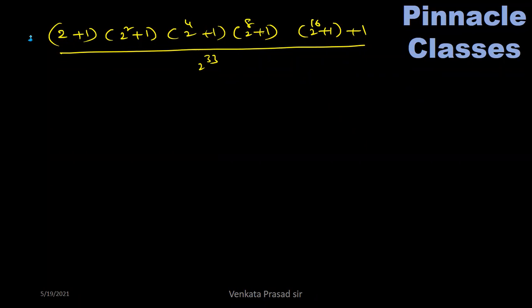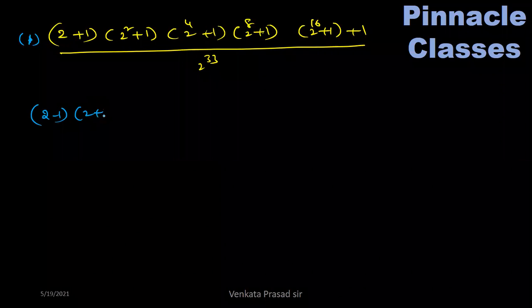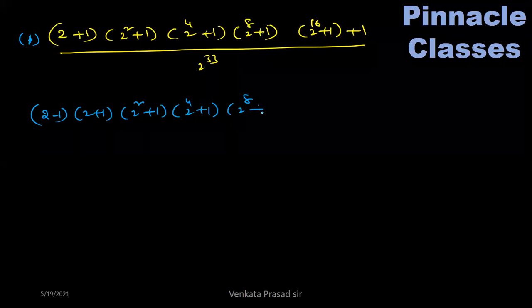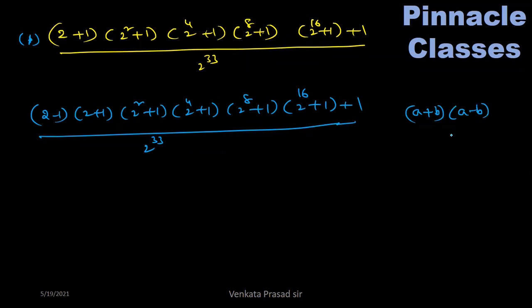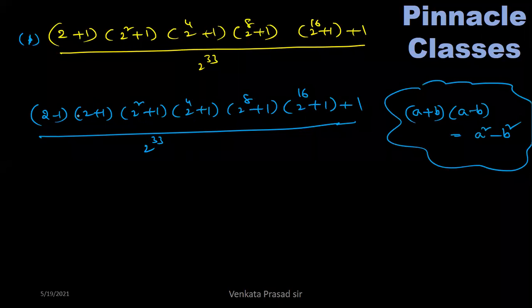So how to solve this? Here I wrote 2+1 because the value doesn't change on multiplying by 1. So in the place of 1 I can write 2 minus 1, and the remaining part is the same. What is the logic here? (a+b)(a-b) equals a^2 minus b^2. This is the formula. So here (2-1)(2+1) gives 2^2 minus 1, and the remaining part is as it is.